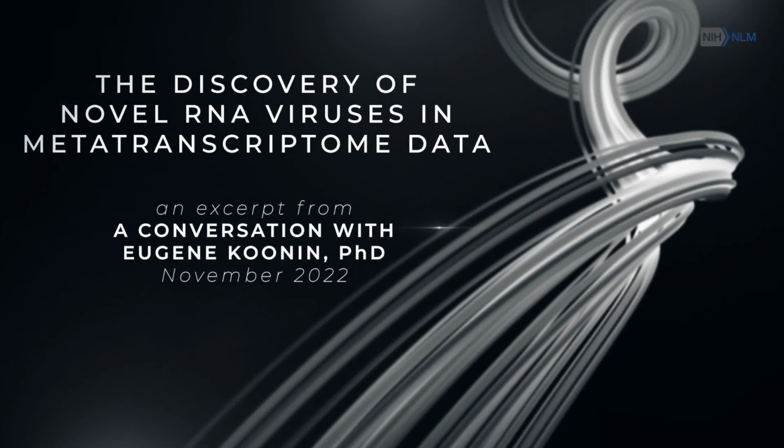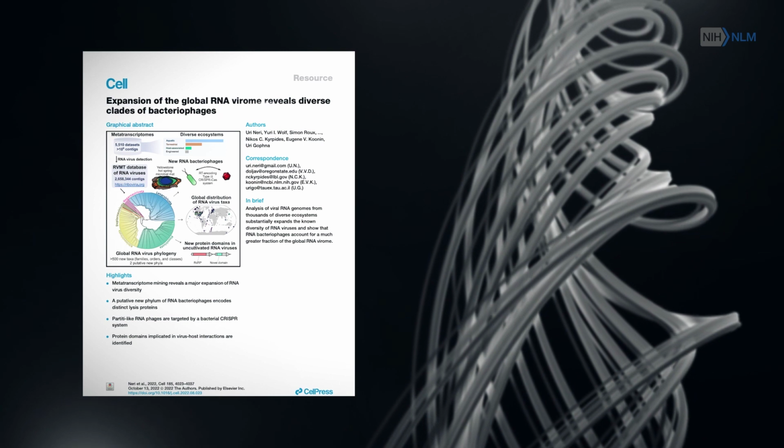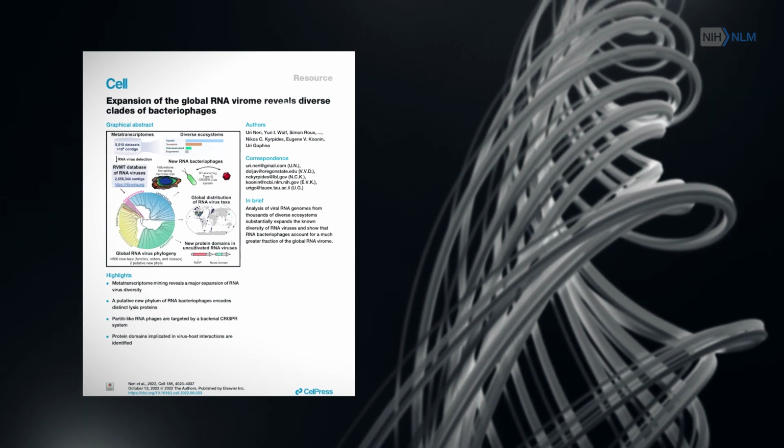An image of a page from a research paper with graphic illustrations of the world map, bacteria, and virus. The word cell is on top of the page. Text below it reads, "Expansion of the global RNA virome reveals diverse clades of bacteriophages." The paper is about the massive discovery of novel RNA viruses in what we call metatranscriptomic data.